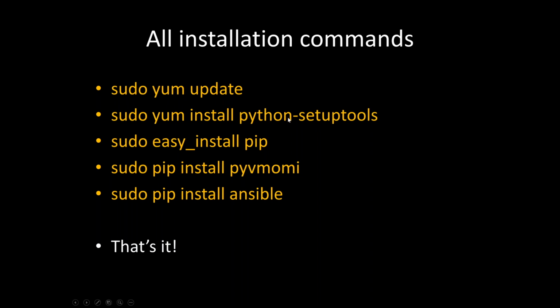This command literally allows you to run easy_install. Easy_install allows you to run pip, and then you will tell pip, hey pip, install PyVmomi. Hey pip, install Ansible. That's it. There's nothing else that you need to do to run Ansible.